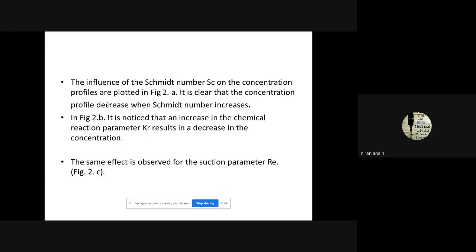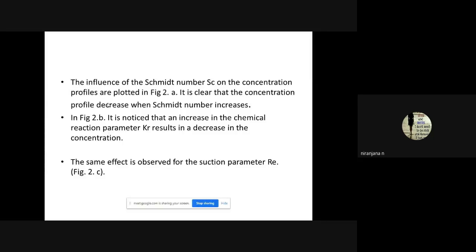The influence of the Schmidt number on the concentration profile is plotted in figure 2A, that is, the first figure of the concentration profile. The concentration profile decreases when the Schmidt number increases, and the chemical reaction parameter also decreases the concentration profile. The same effect is also seen for the suction parameter. So again, in the concentration profile, the three parameters show a decreasing trend.